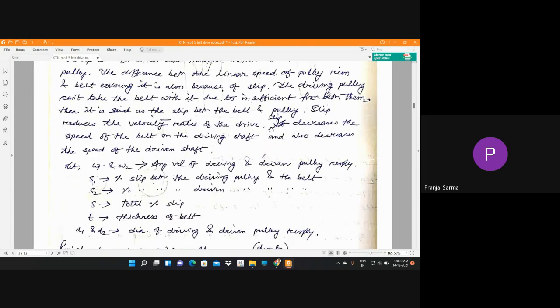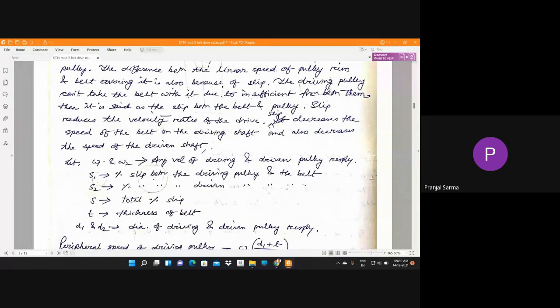And as I have previously also discussed, the velocity ratio of the drive gets decreased. The slip decreases the speed of the belt on the driving shaft, and it also decreases the speed of the driven shaft. How? If you look at the motion transfer from the driver to the belt as well as on the driven side, from the belt to the pulley, there are two stages involved. So slip may be in either the driving side or the driven side, or there may be slip on both sides. Both are possible because there are two stages involved.